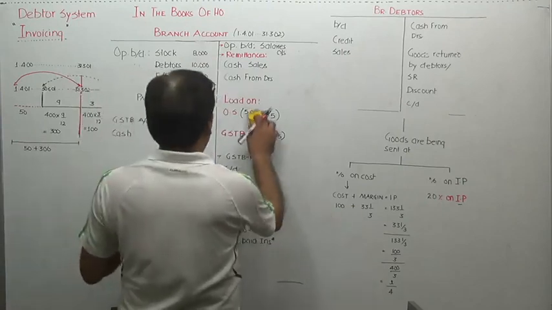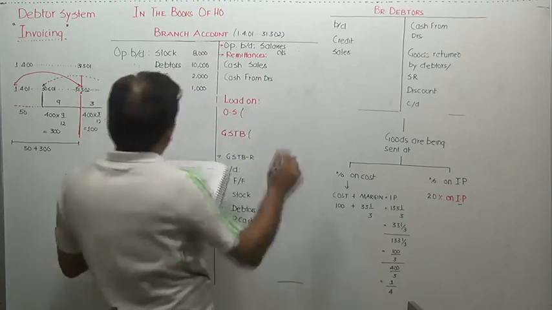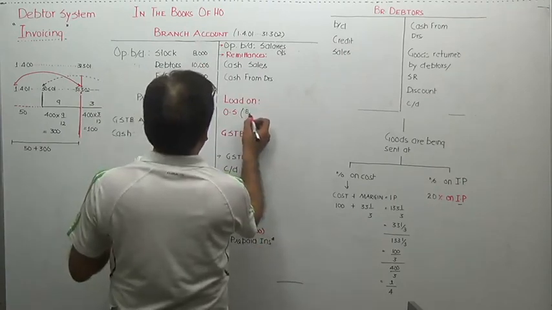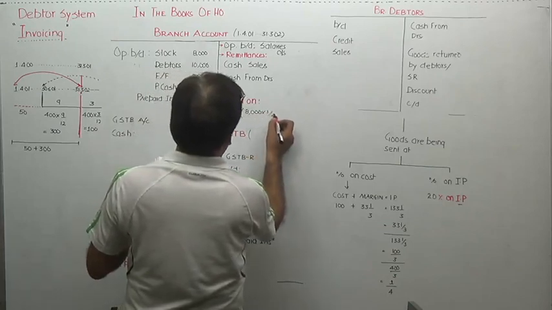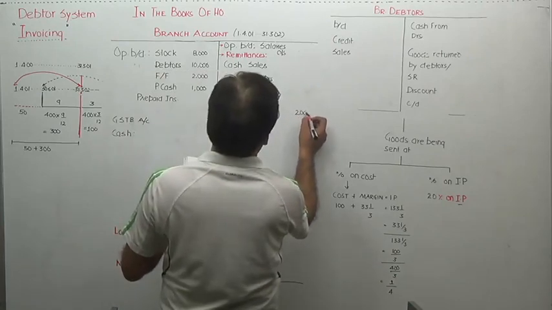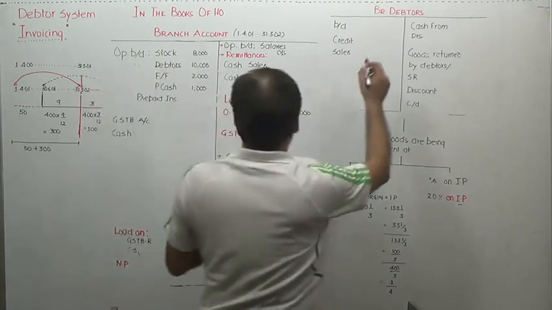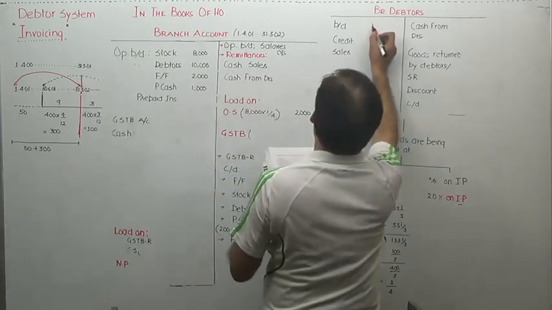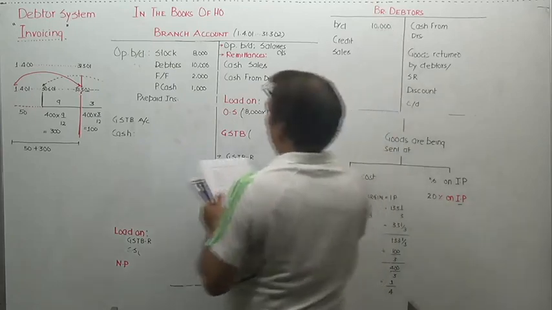unloading also. In fact, it is not a term, but we have to use it. So 8,000 multiplied by 4 into 1/4. In fact, that is 2,000. So that is the loading on opening stock. Similarly, when you wrote down debtors here, you must bring it down on the debit side of the debtors account. You would write here 10,000.